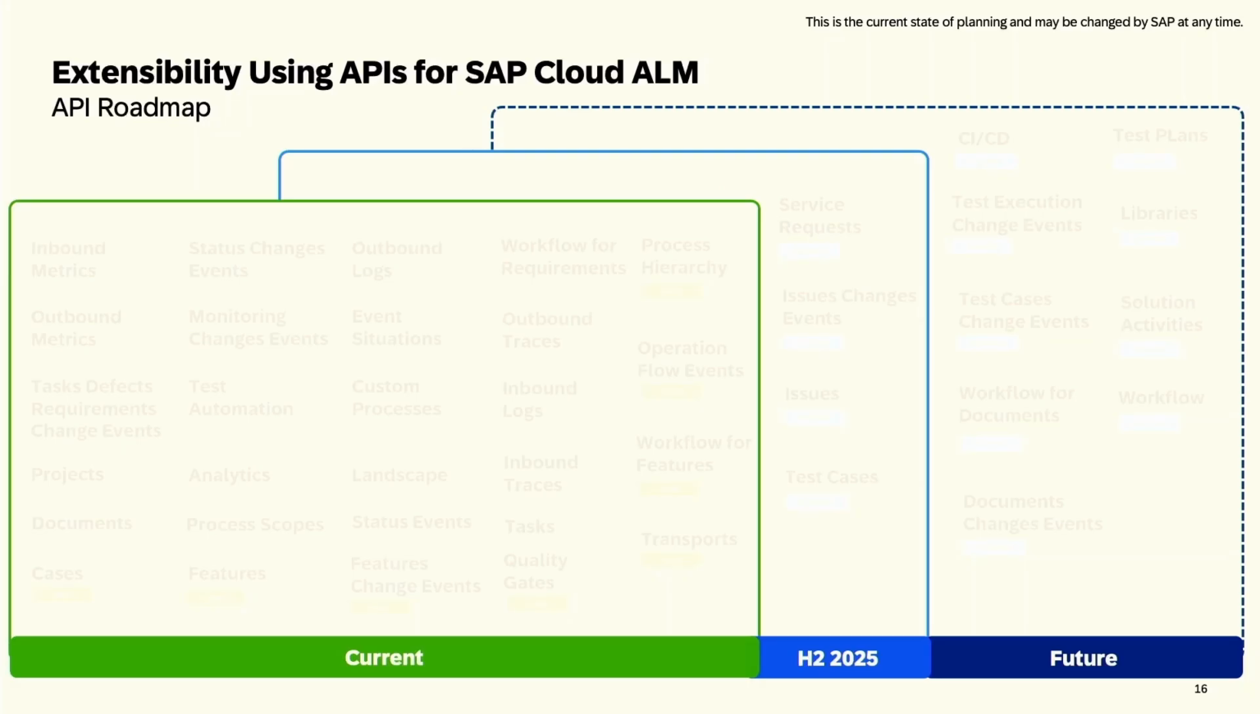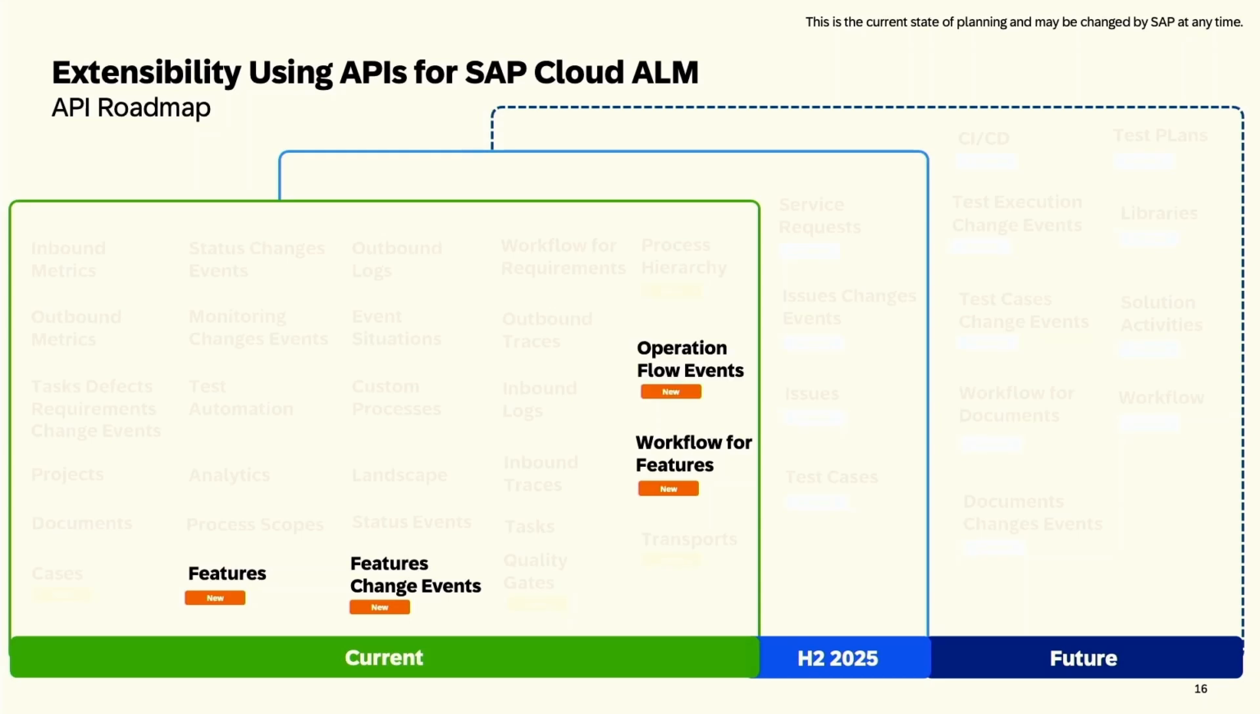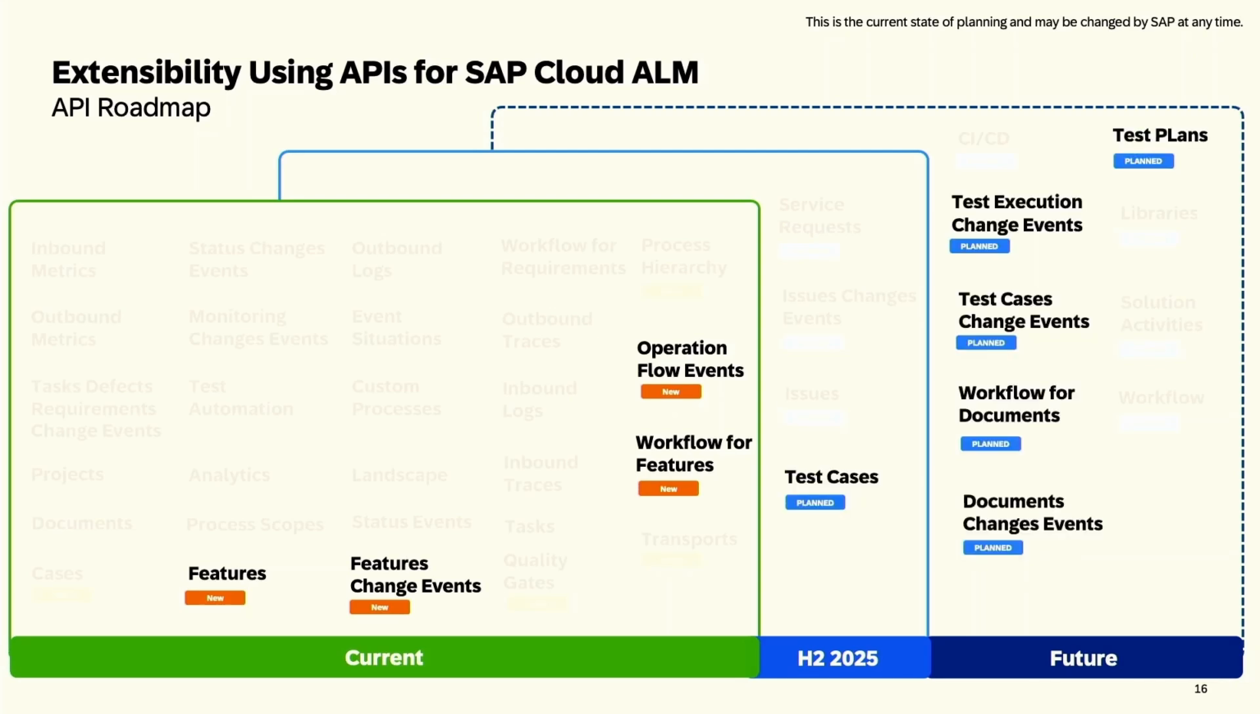And now, last slide, then it's your time. I would like to come back to the API roadmap. Here I highlighted the key things we delivered this year. It's the feature API, transactional API, the feature change events, and the workflow for features. And also, we have the operation flow events, which is used by our colleagues from BCS.